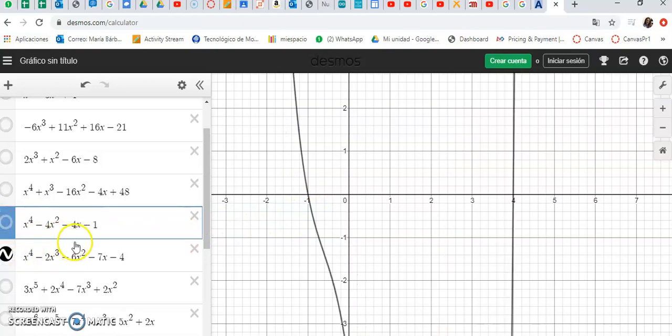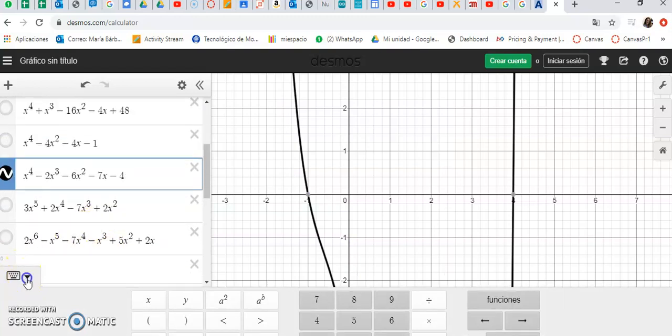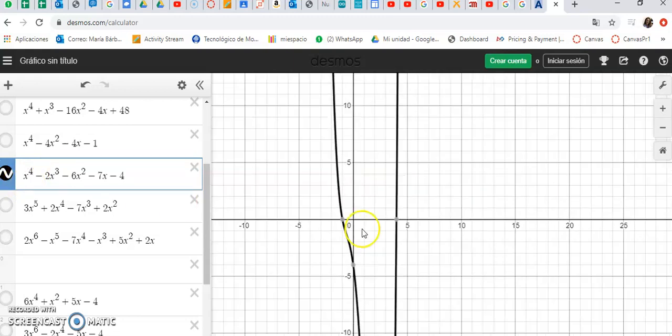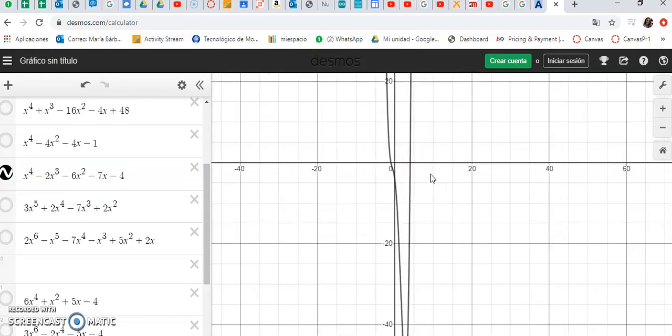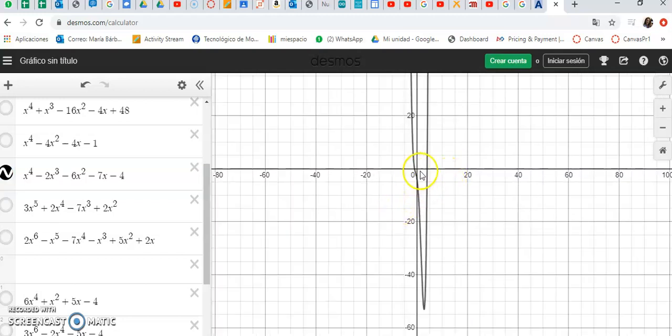This one, this one. Good. And now it is x to the 4 minus 2x to the third minus 6x to the second minus 7x minus 4. Again, the degree is a 4 degree and the leading coefficient is 1. But let me show you in this one, what are we getting? I'm going to make it smaller so you can see. Look, how many roots can we see here?